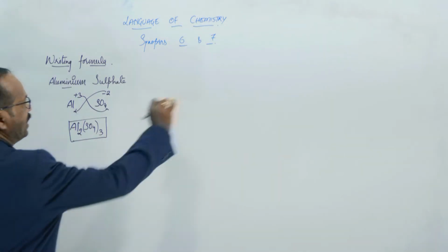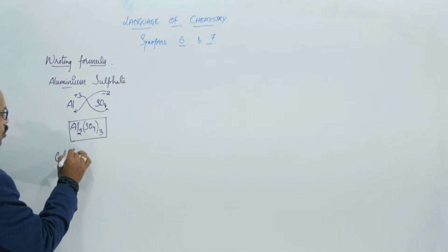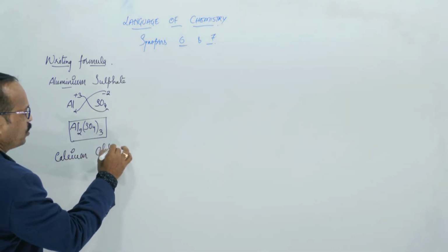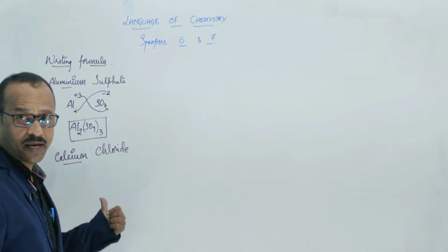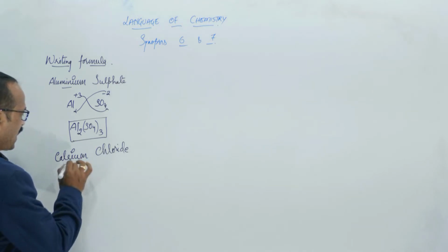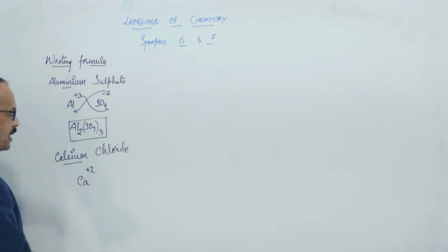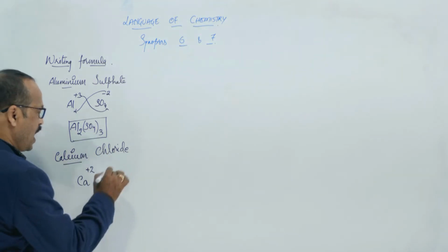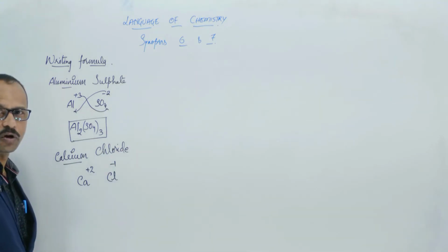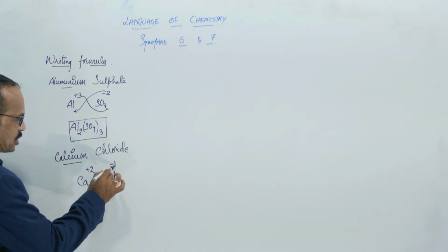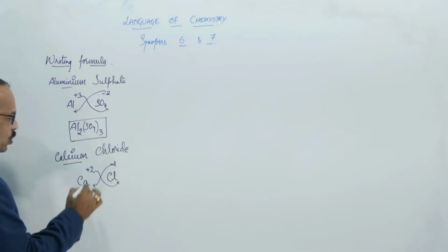Now let's see calcium chloride. I want to write the formula of calcium chloride. You try this one. The first one is always a cation, meaning positively charged. So the calcium symbol is Ca, and its valency is 2. I am writing it +2 because it's a metal. And chloride means chlorine, and its valency is -1 because it's a non-metal. Now what should I do? I should crisscross: bring the valency of chlorine to calcium, and bring the valency of calcium to chlorine.